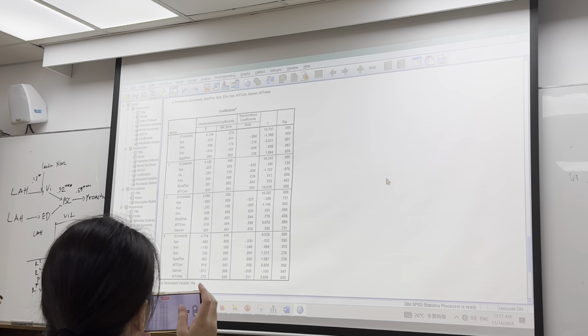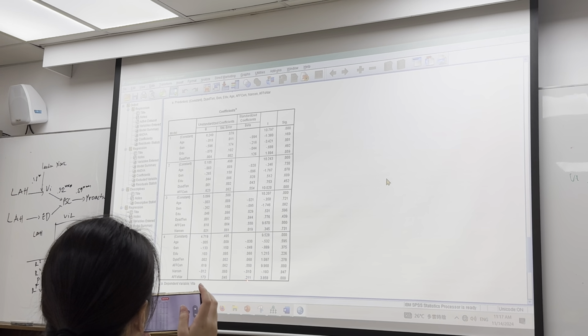Coefficient table, 1, 2, 3, 4. Again, we look at model 4, where we have the interaction effect. So the interaction effect is 0.211, and it is significant. Based on the two criteria, first, the whole model is significant. Second, the moderation effect is also significant. I can say that my moderation hypothesis is supported.